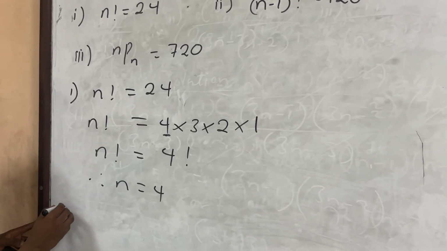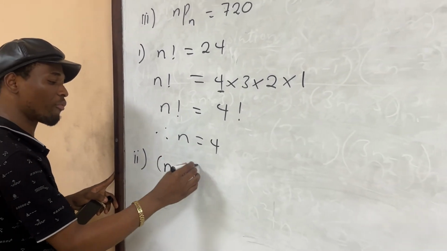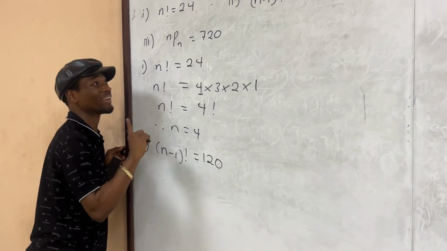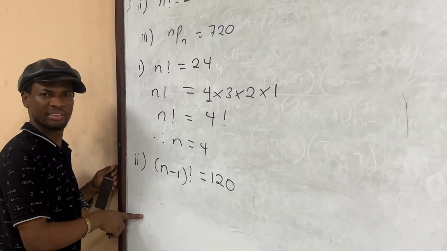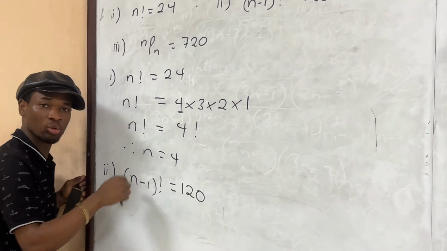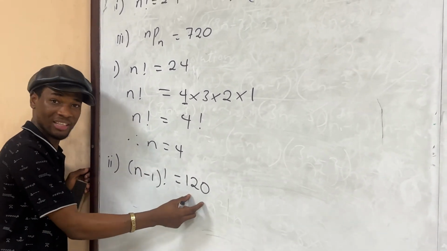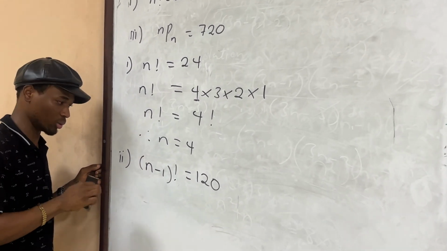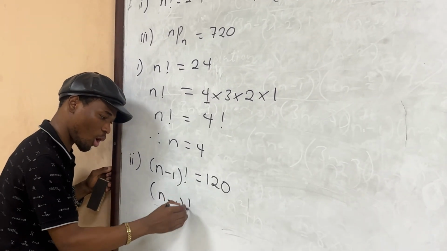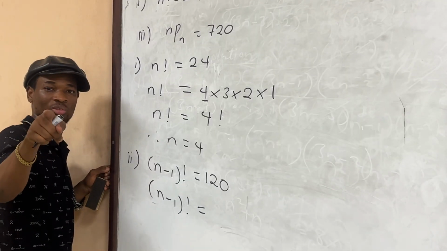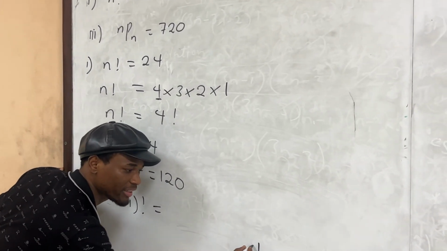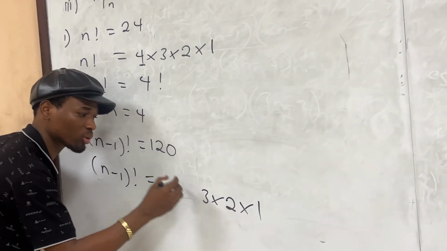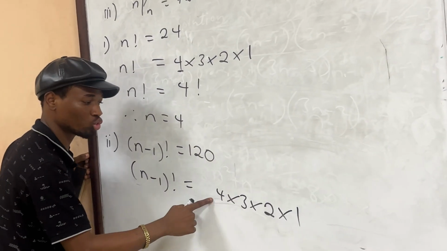Then the second one: we have n minus 1 all factorial equal to 120. This is very simple. You focus on the part without the factorial symbol and convert it into factorial notation. So I have n minus 1 all factorial equal to, using the strategy I taught you, start from 1, then times 2. It's not equal to 120. Times 3 is not equal to 120. Times 4 gives 24.